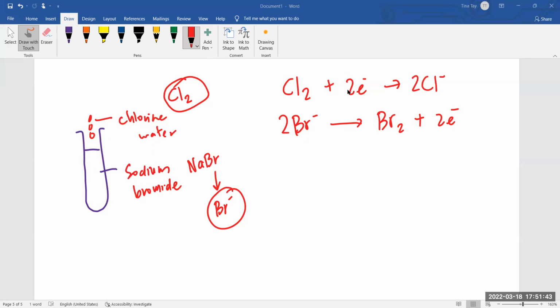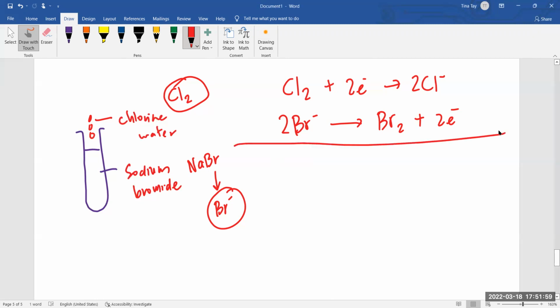Teacher Christina, if it's sodium fluoride instead of sodium bromide, would there still be a reaction? No, there'll be no reaction. I'll give you an example later. There will be no reaction.